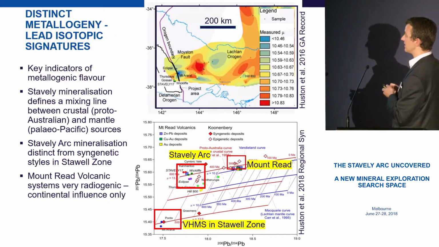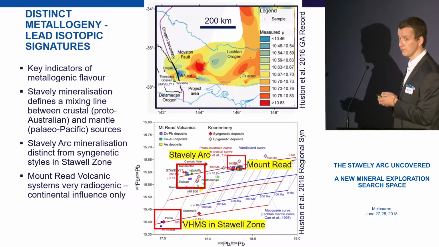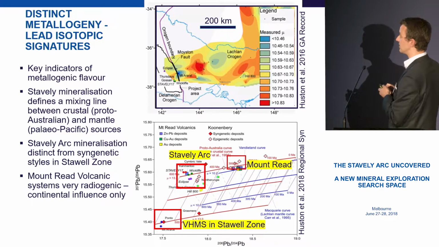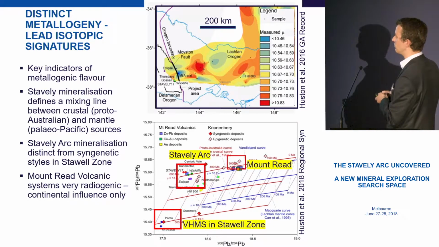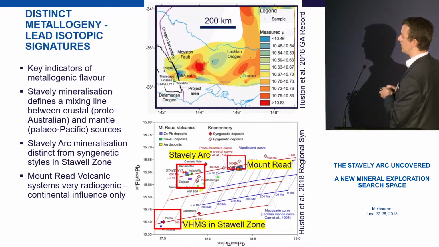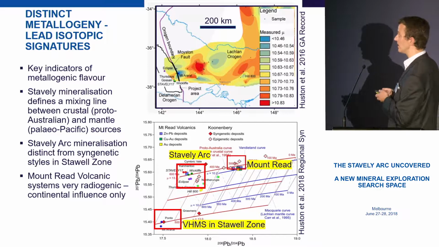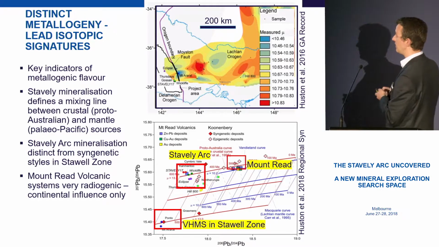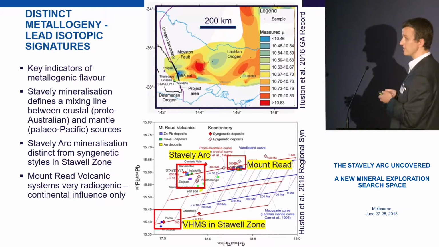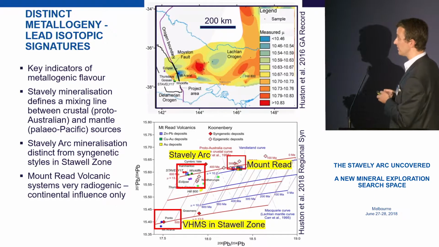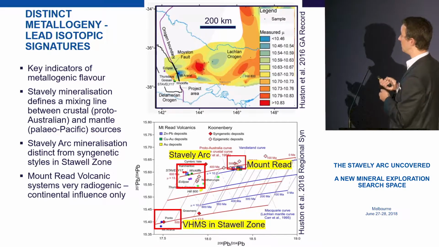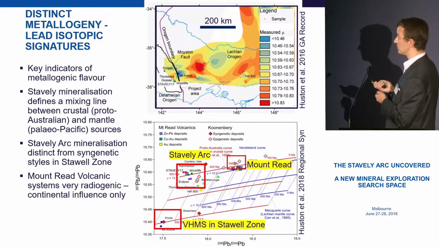That demonstrates that the Moyston Fault is a major terrane-bounding suture, and we get a distinct lead isotope signature difference across those. We get very primitive leads in the Stawell Zone, and we get a mixture of primitive and continental lead in the Stavely Arc. And we also see that the Stavely Arc leads are very different to the Mount Read as well. So that's implying that they're in a different setting, despite them being a similar age and along strike.